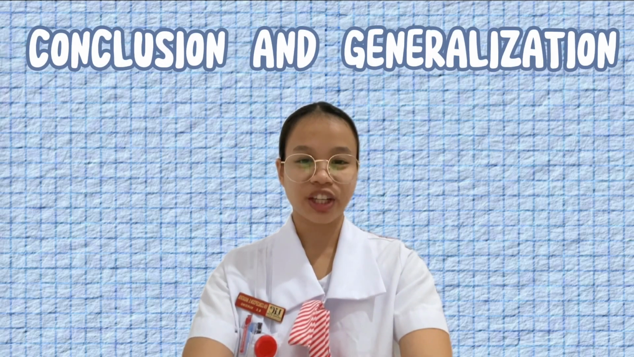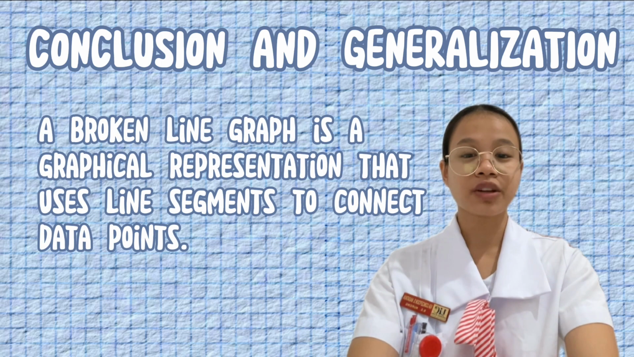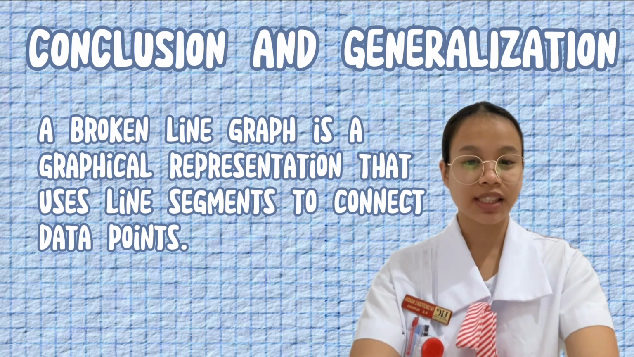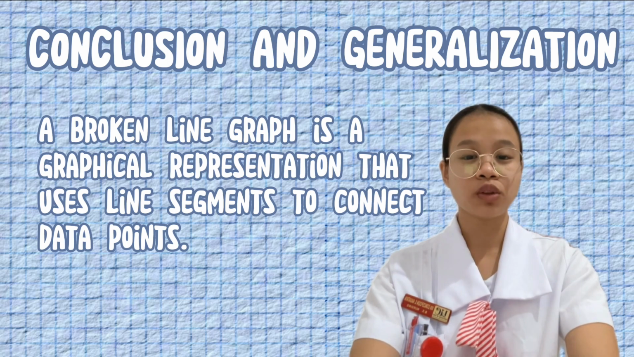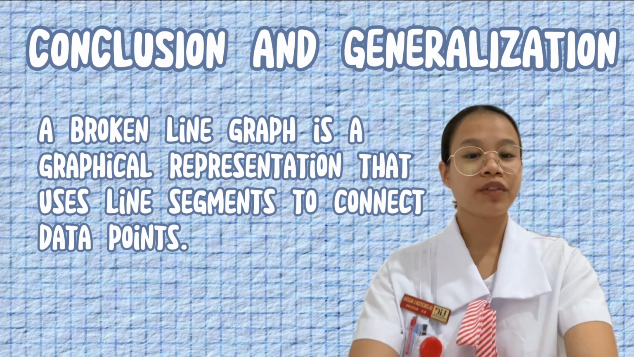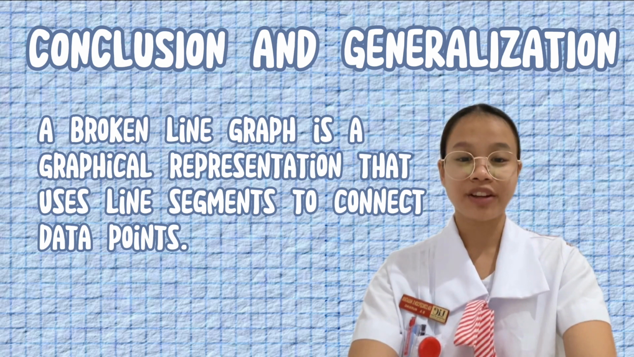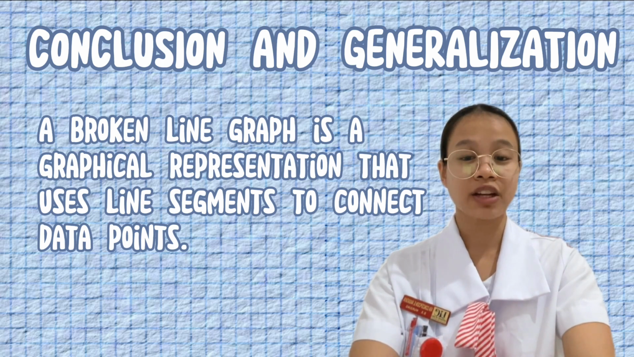After the discussion and analyzing the broken line graph, we can state the following conclusion and generalization. First, a broken line graph is a graphical representation that uses line segments to connect data points. It is particularly useful when there are discontinuities or gaps in the data. By visually connecting the points with line segments, a broken line graph allows for a better understanding of the overall trend or pattern in the data.